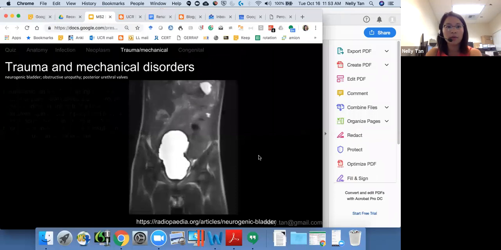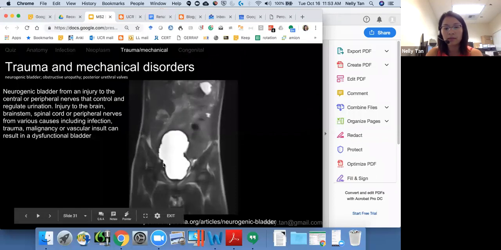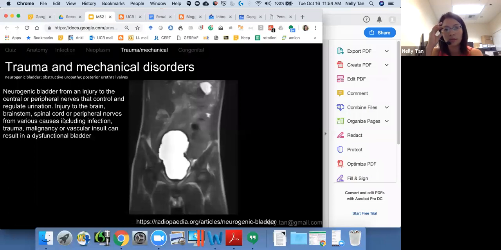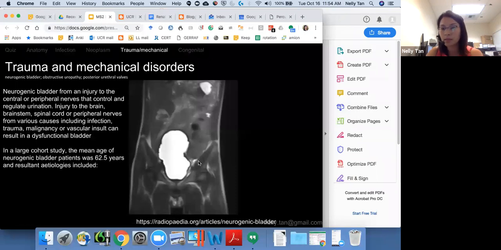Okay, we're moving on to mechanical disorders. Neurogenic bladder. Neurogenic bladder is when the bladder fills and the person doesn't feel it, so it just gets bigger and bigger and distended. It gets very lobulated, it's incredibly enlarged, and it's usually due to a neuropathy. People with spinal cord injury from trauma can develop neurogenic bladder. It could be iatrogenic, or from malignancy or vascular insult, and then it leads to dysfunctional bladder. Diabetes?